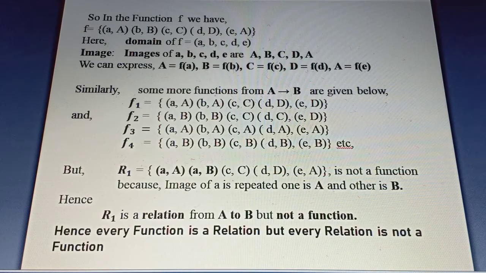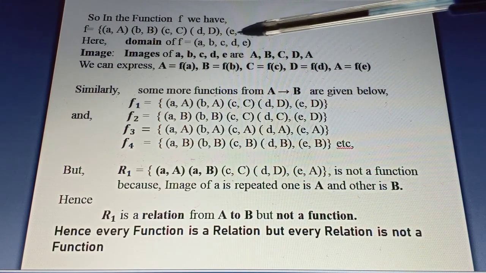Next, I'm going to discuss some more concepts of function. In this function set, we have taken the pairs of elements, and the domain of f equals the first elements a, b, c, d, e, and the images of a, b, c, d, e are capital A, B, C, D, A. So you can say that the image of small a is capital A, the image of small b is capital B, the image of small c is capital C, and similarly, the image of small e is capital A.